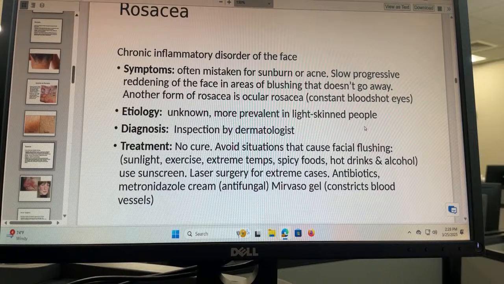No one really knows why this happens. It does tend to happen more often in light-skinned people. Diagnosis, again, is just going to be inspection, usually by a dermatologist, just because the skin is a little bit more specialized and there are so many different rashes and lesions that can appear on the skin, and it can be hard for the average practitioner to identify all of them. So typically a dermatologist will be able to identify them by inspection.